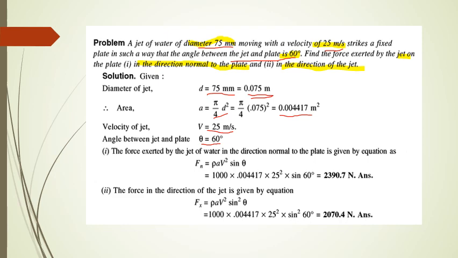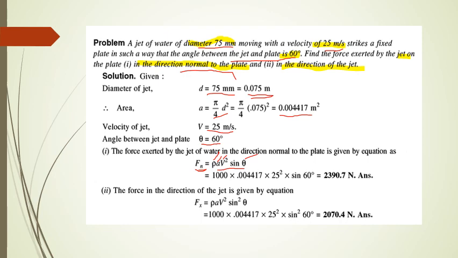What are they asked to find? The direction normal to the plate. That means they are asked to find the Fn value. What is the equation for Fn? Fn equal to rho A V square sin theta. We know the value of rho, A, V and theta. What is the value of rho? Rho is the density of water, that is 1000 kg per meter cube.